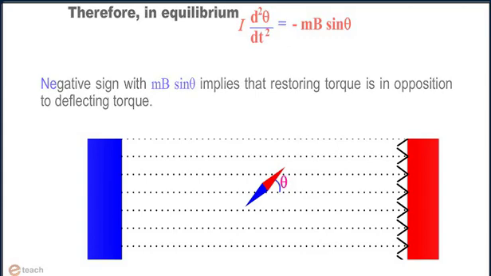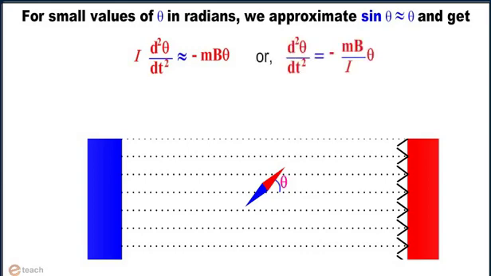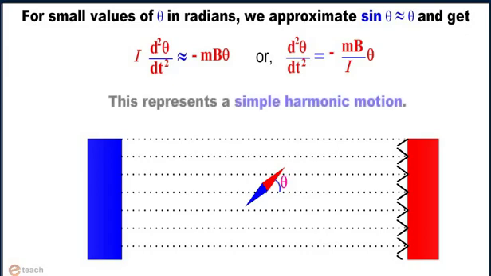torque. For small values of theta in radians, we can approximate sine theta as theta and hence get I d2theta/dt2 is almost equal to minus MB theta, or d2theta/dt2 is equal to minus MB theta divided by I. This represents a simple harmonic motion.